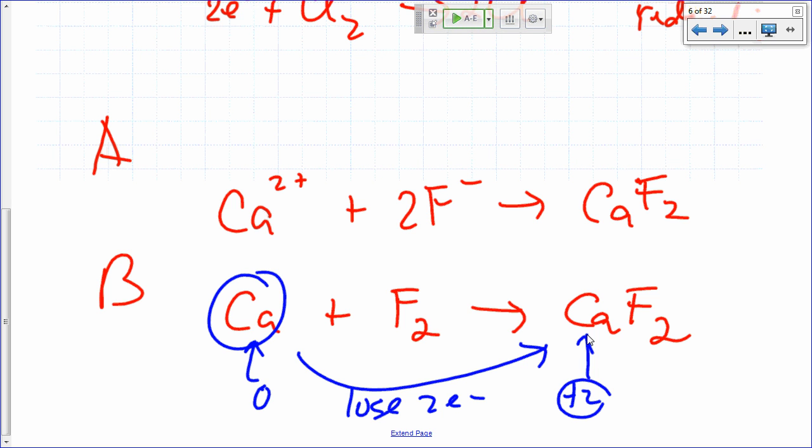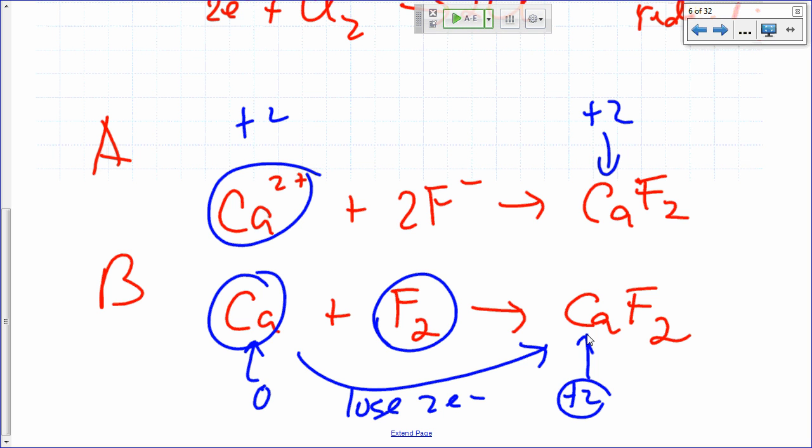So you can see those are elemental substances, calcium and F2. Whereas here, calcium is +2. Over here, calcium is also +2. This particular calcium ion must have come from some compound, and what you have here is what you would just call the net ionic equation. Okay.